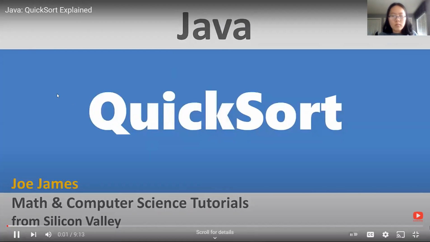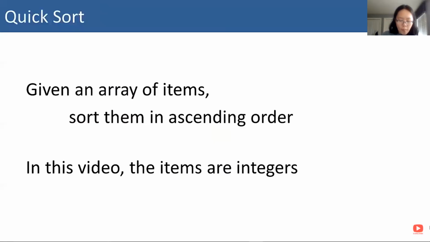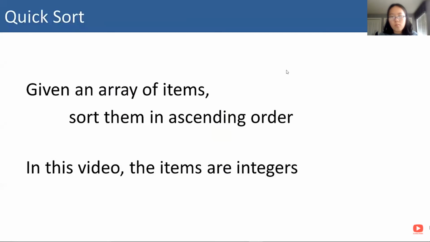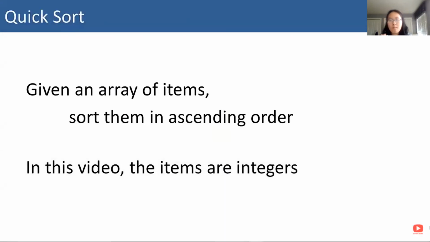Hi, I'm Joe James, and in this video I'm going to explain the quicksort algorithm, and then I'm going to show you how to implement quicksort in Java. Given an array of items, we want to sort them in ascending order, and that's what quicksort does. In this video we're simply going to use integers for our items to keep it simple, but you could actually sort any item that's comparable.